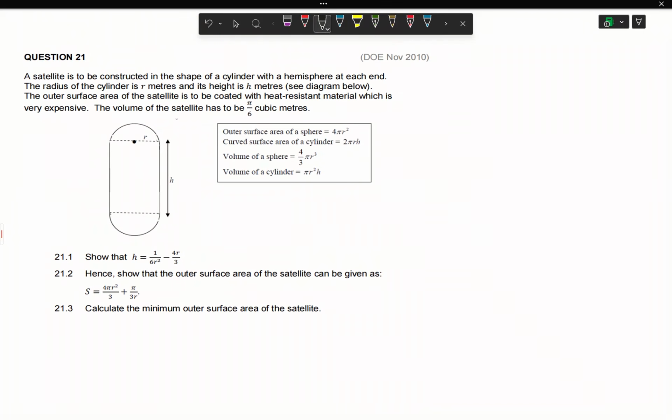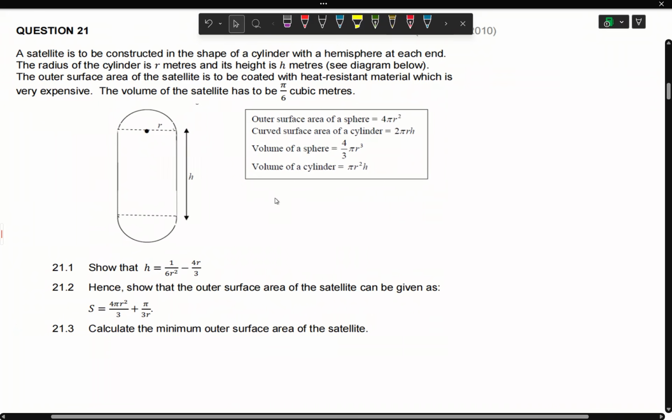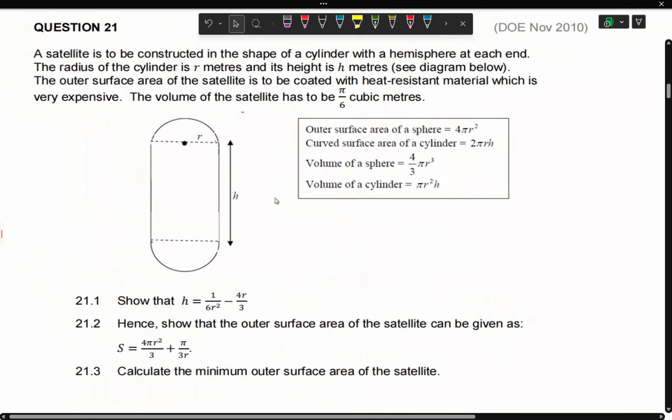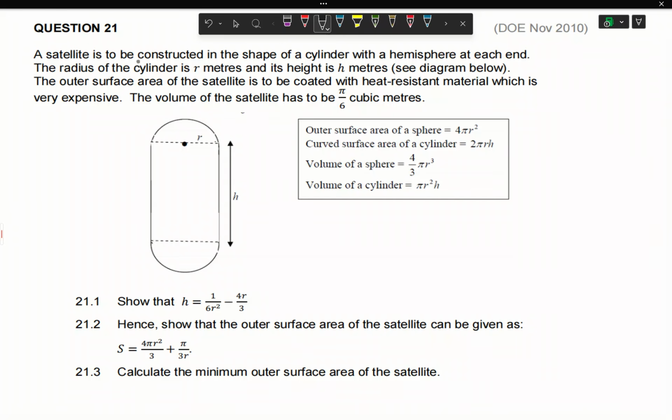Now this question states that, let me zoom in. Okay, they say that we have a satellite to be constructed in the shape of a cylinder with a hemisphere at each end. The radius of the cylinder is r meters and its height is h meters. The outer surface area of the satellite is to be coated with heat resistant material, which is very expensive. The volume of the satellite has to be pi all over 6 centimeter cubed. So whenever you have cubed, just know that this is the volume.